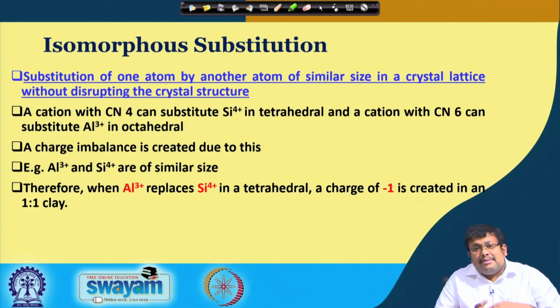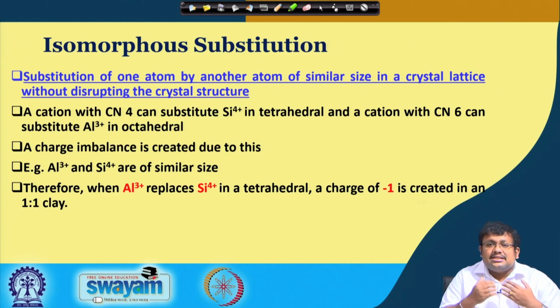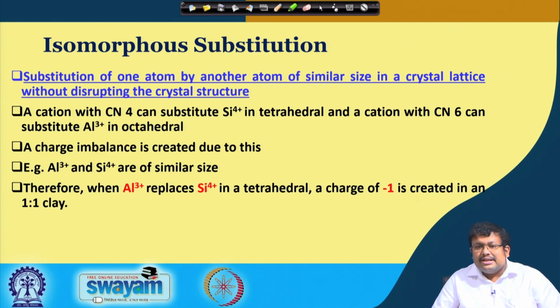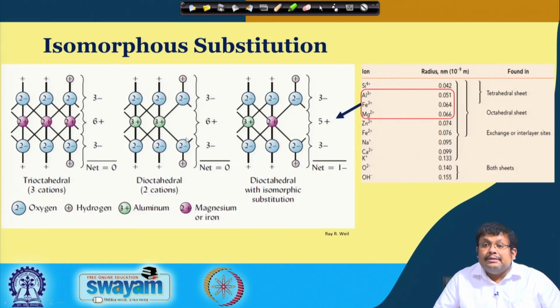So, when aluminum replaces silica in a tetrahedral sheet or tetrahedral coordination, a charge of -1 is created in a 1:1 type of clay. Obviously, silica is 4 valence, aluminum is 3 valence. So, when they are replacing each other, there will be one negative charge generation. So, this thing will be more clear here.